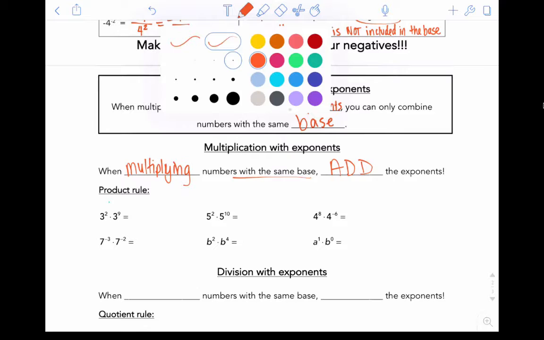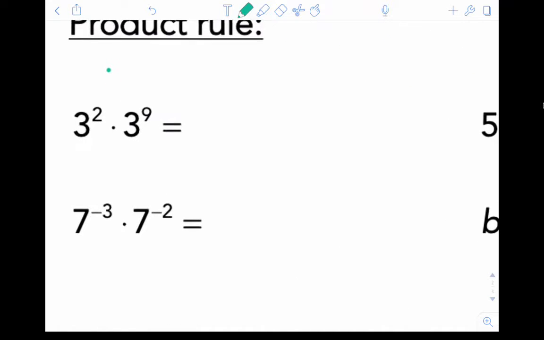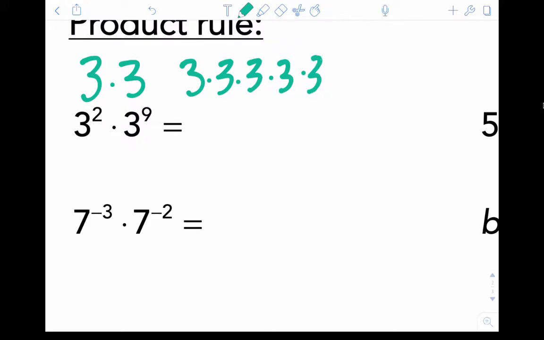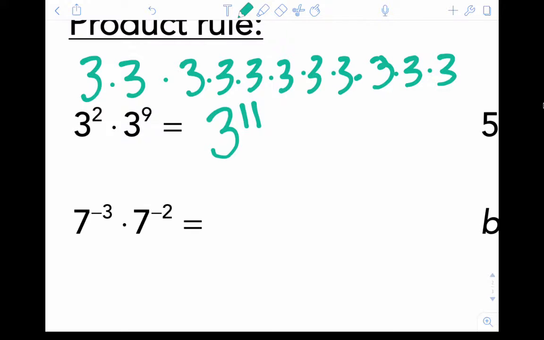So let's see what this looks like. This first problem, I have 3 squared times 3 to the 9th. Well, 3 squared is 3 times 3. And 3 to the 9th is 3 times 3 times 3 times 3 times 3 times 3 times 3 times 3 times 3. And those are being multiplied. So altogether, if I count them up, I have 11 3's being multiplied. So this is 3 to the 11th. So what I did is I took 2 plus 9 to get 11.